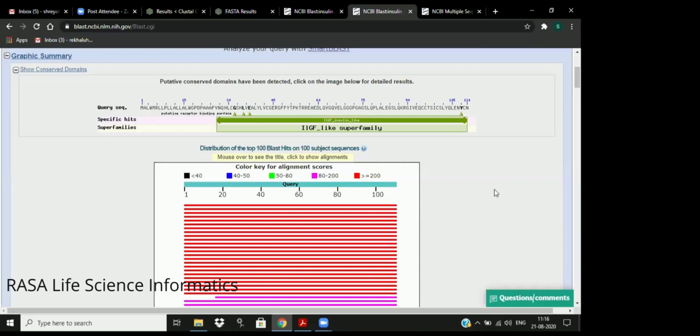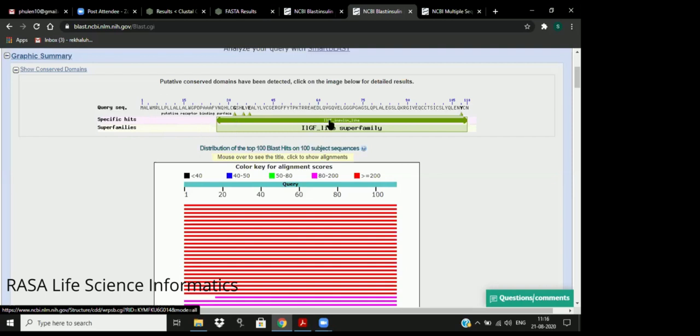In the graphic summary, the first section is the conserved domain database based alignment results, on the basis of which we can do domain predictions for my query. How are we going to do that? I told you that the first line is your sequence. The numbers are the positions of the amino acids. Specific hits and families are available. Based on that, one domain has been predicted, the darker green arrow which you can see.